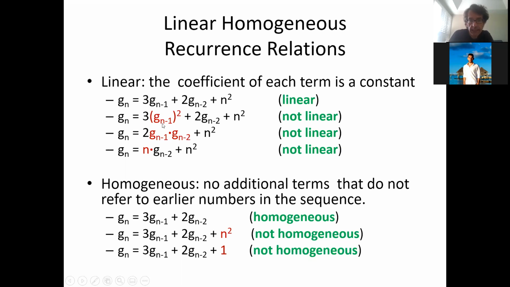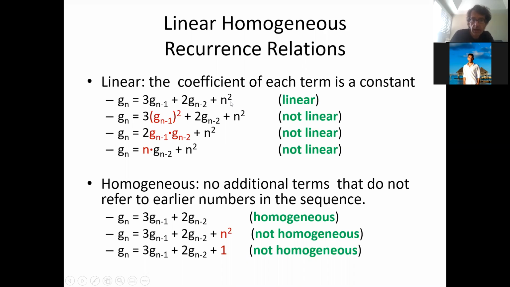And here is a non-linear function. This recurrence relation is non-linear. It takes this term and squares it. This is a non-linear term because it takes previous elements and multiplies them. This we also consider non-linear because it's not a constant in front of this term. Okay, so the only one that we call a linear recurrence relation is this one.